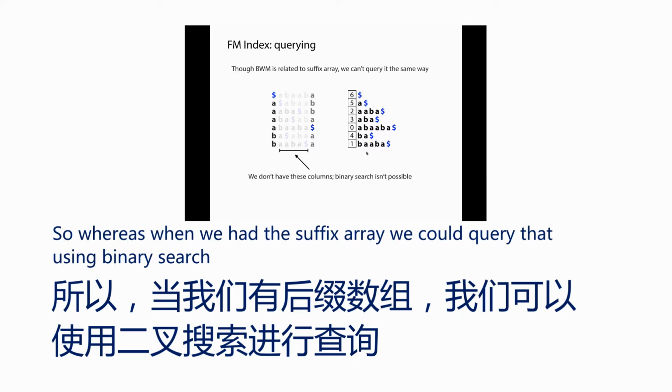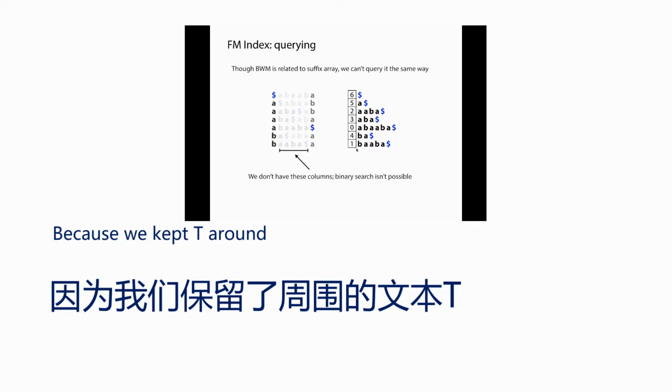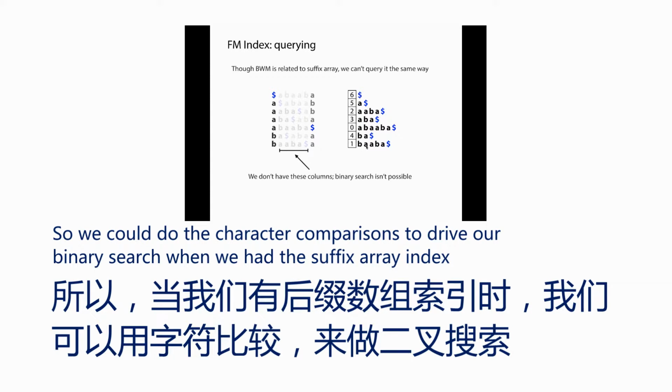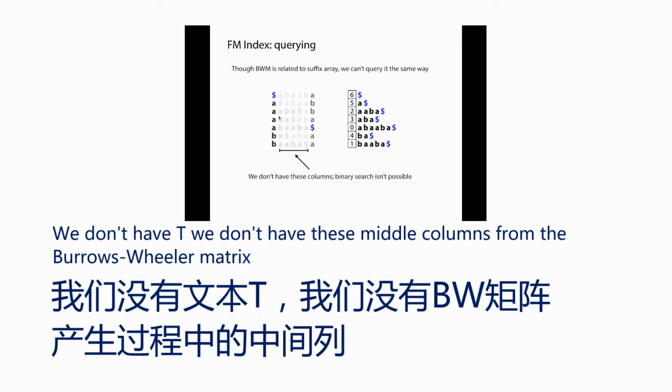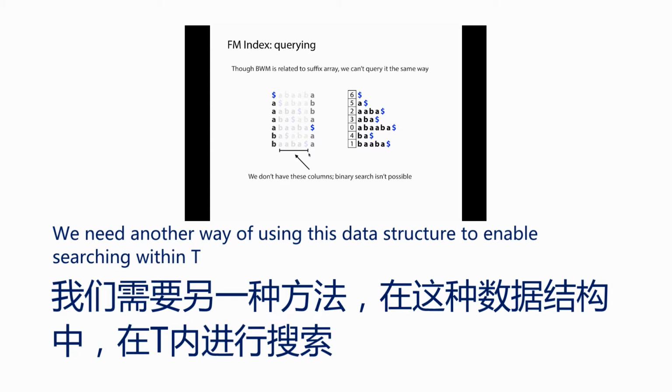So whereas when we had the suffix array, we could query that using binary search, because we had these strings, right? Because we kept T around, and these are offsets into T. So we could do the character comparisons to drive our binary search when we had the suffix array index. But we don't have that here. We don't have T. We don't have these middle columns from the Burrows-Wheeler matrix. So binary search is not a possibility here. We need another way of using this data structure to enable searching within T.